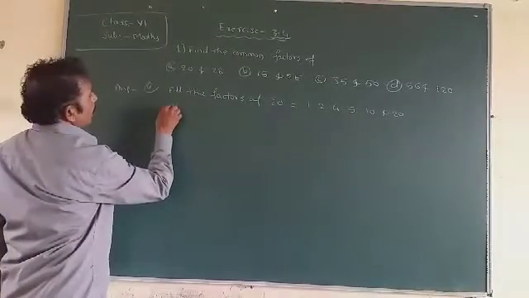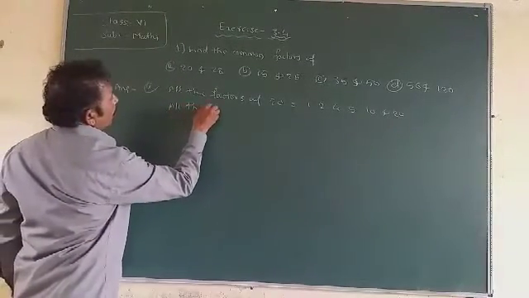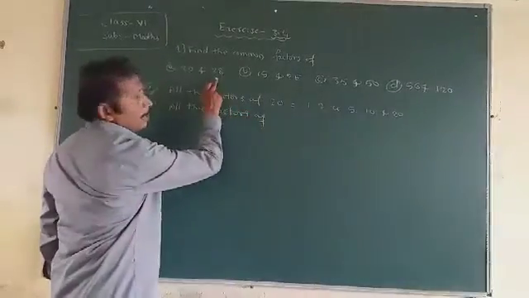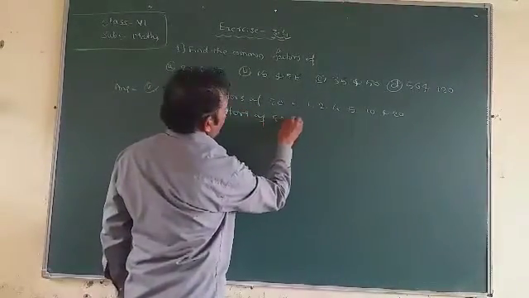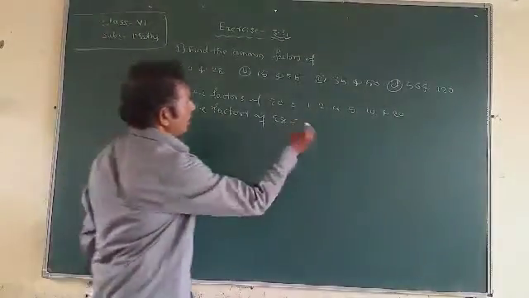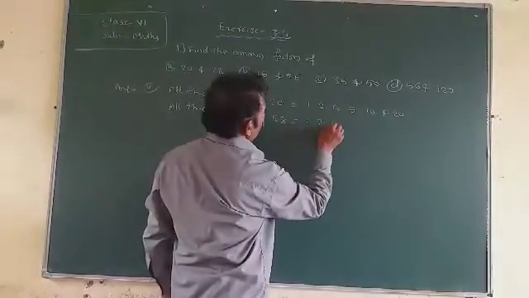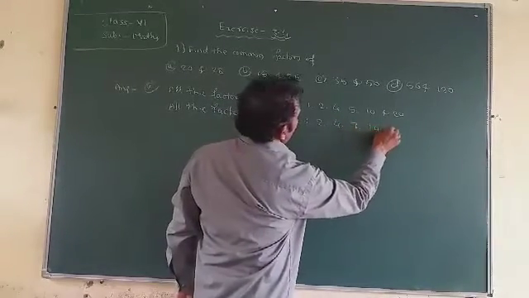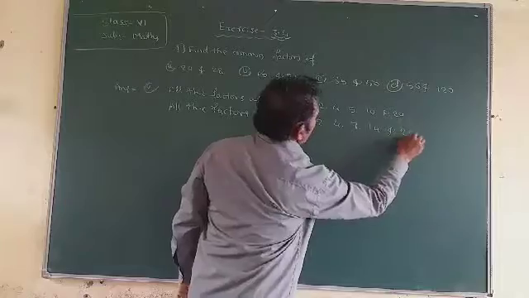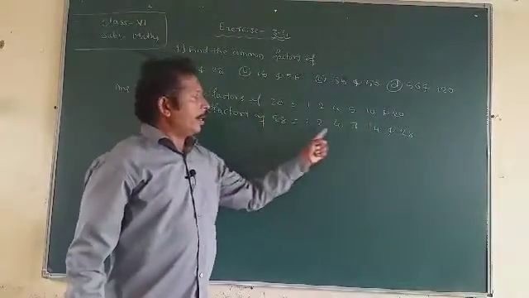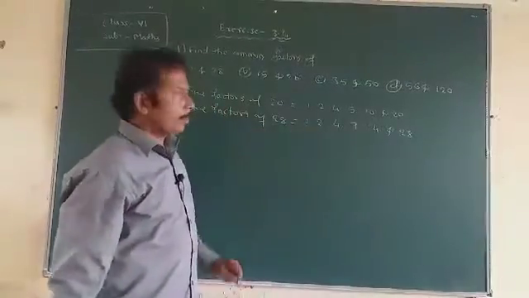Similarly, all the factors of 28 is equals to 1, 2, 4, 7, 14 and 28. These are the factors of 20 and these are the factors of 28.